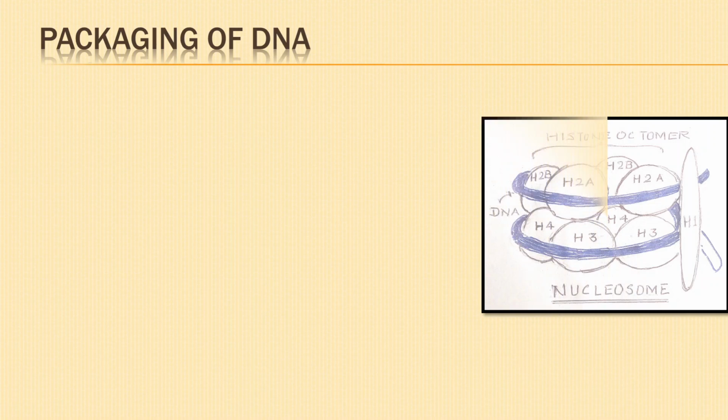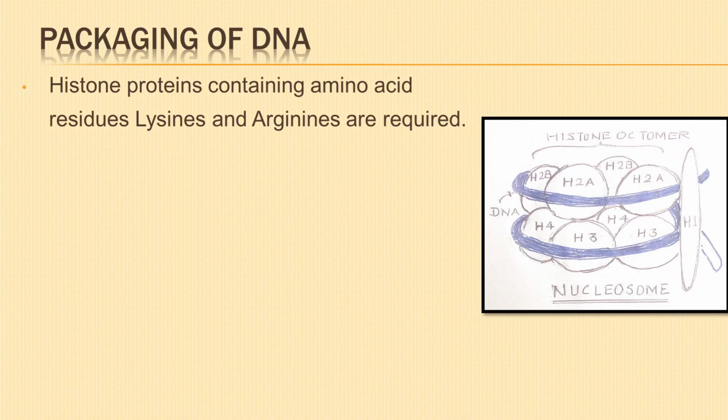Now we come to the packaging of DNA. In prokaryotes, the DNA in nucleoid is organized in large loops held by proteins. In eukaryotes, the organization is much more complex. Histone proteins, which are positively charged, are rich in basic amino acid residues, lysines and arginines, which are required for DNA packaging.